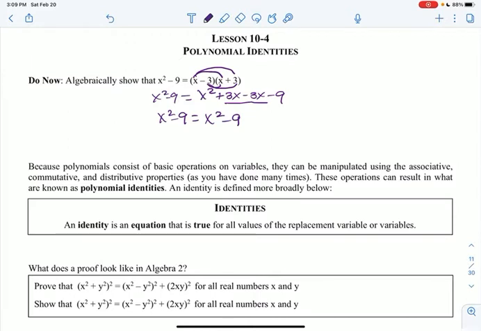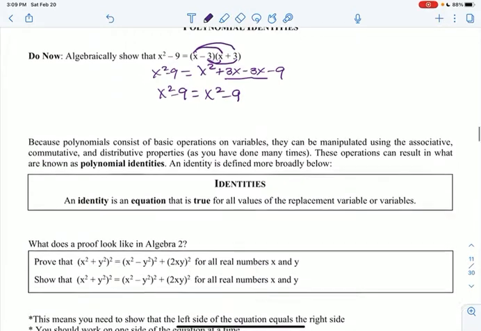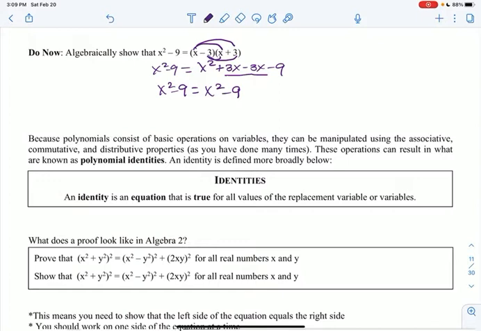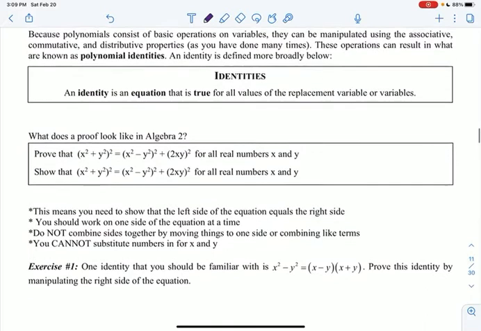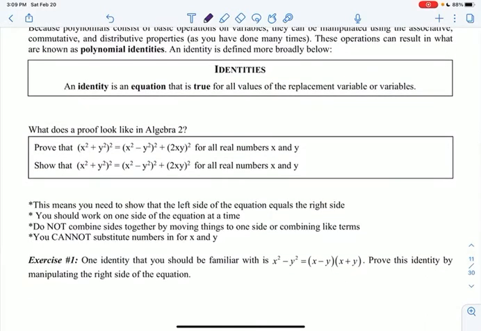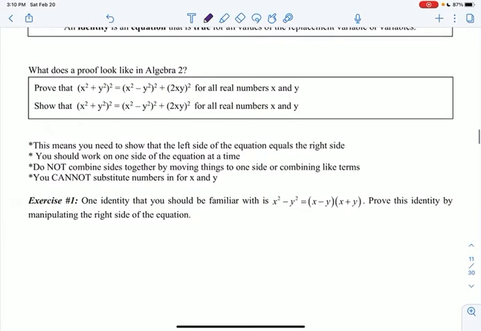So an identity is an equation that is true for all values of the replacement variable or variables. This is sort of like a proof in Algebra 2. So it might say prove, it might say show that. And basically all you're doing is you want the left side and the right side to be matching. So you're going to work on one side of the equation at a time. You're not going to move things from one side to the other side. Whatever on the left stays on the left, whatever on the right stays on the right, but you're going to be using distributive and commutative and associative to move things around so that the sides are matching.